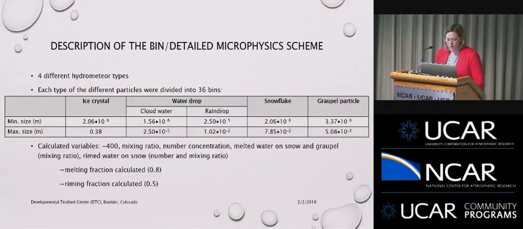The melting fraction and the riming fraction are 2 diagnostic variables that help us describe how our snowflakes and ice particles are melted. If the melting fraction is over 80%, we move the snowflakes and graupel particles to the water drop category, and if the riming fraction is over 50%, the snowflakes just transfer to graupel particles.